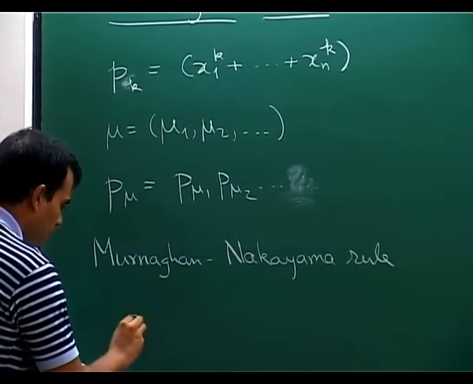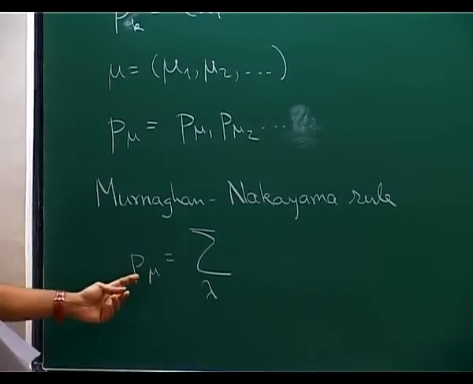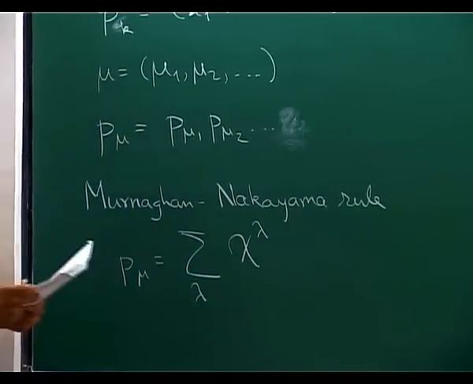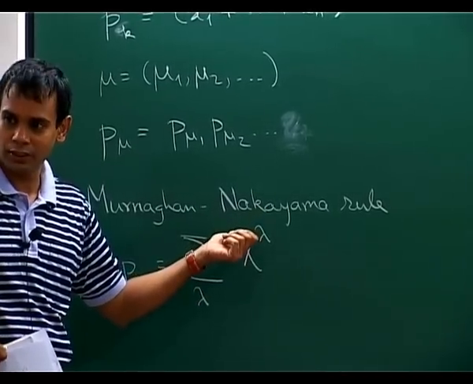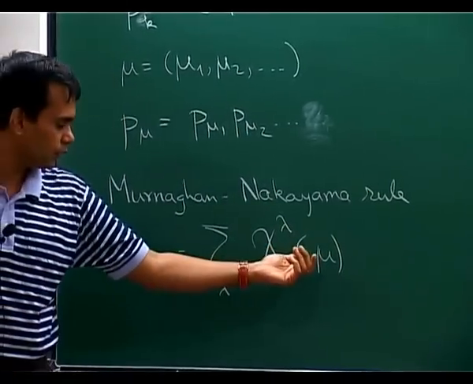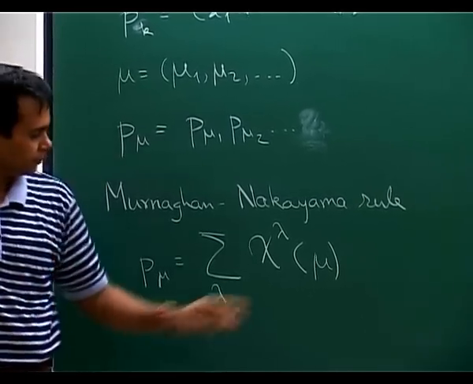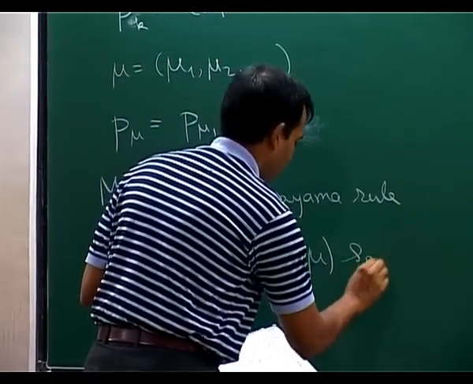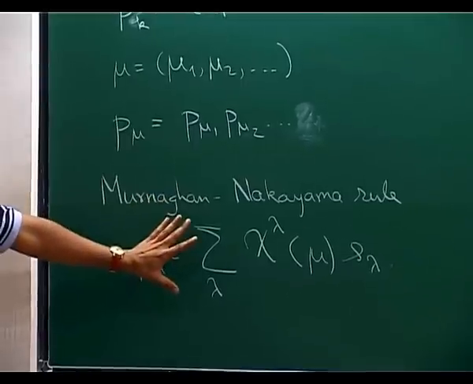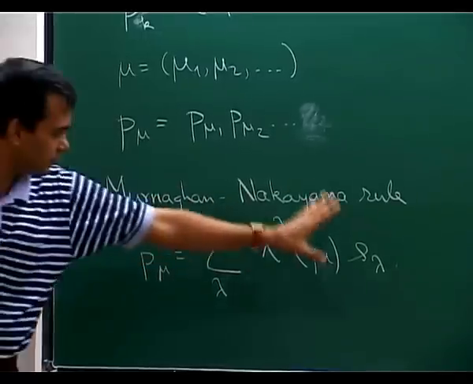It says that P mu is equal to, let mu be a partition of n, a sum over all partitions lambda of n of the character of the representation of Sn indexed by the partition lambda evaluated at a conjugacy class indexed by mu. This conjugacy class consists of those permutations whose cycle decomposition has shape mu. That is the Murnaghan-Nakayama rule. In this lecture we are just going to take this as a black box, I am not going to prove it, but I hope at least the statement is clear.